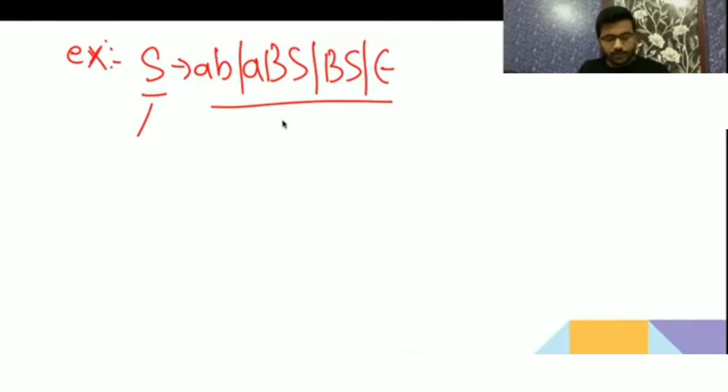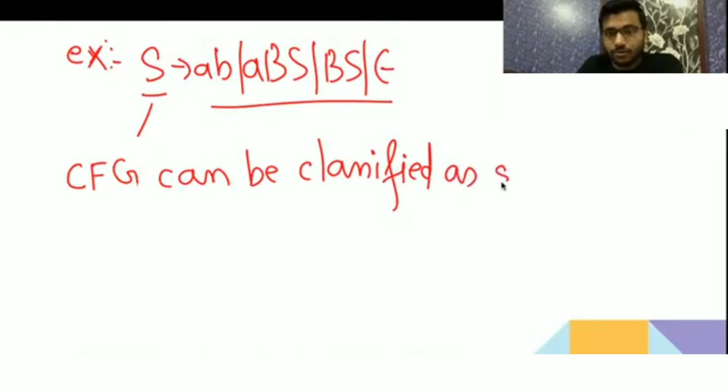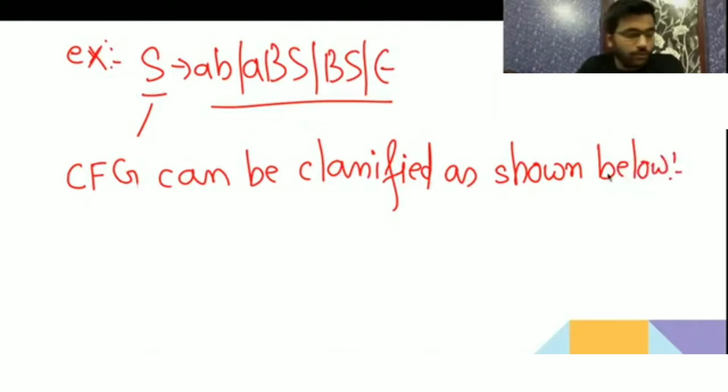So this is the syntax. Now in the GATE exam, for 2 marks they ask for elimination of epsilon production, unit production and useless symbols, which we will see. But first we will see what the types of context free grammar are. You can classify the context free grammar as shown below.